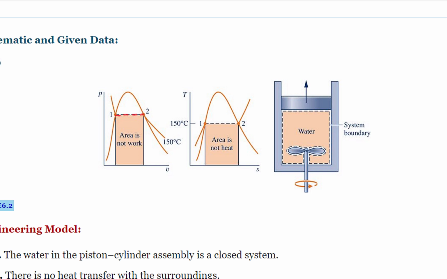Also, on a temperature entropy diagram, the area under the line connecting two states does not represent the amount of heat. It undergoes an adiabatic process. There is no heat transfer across the system boundary.